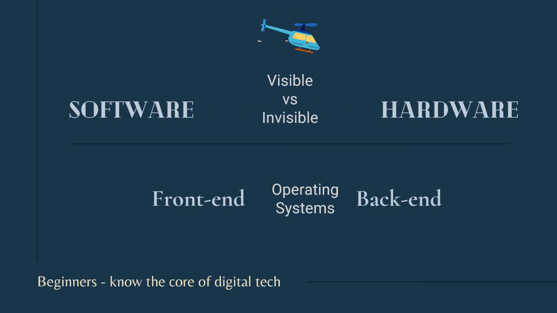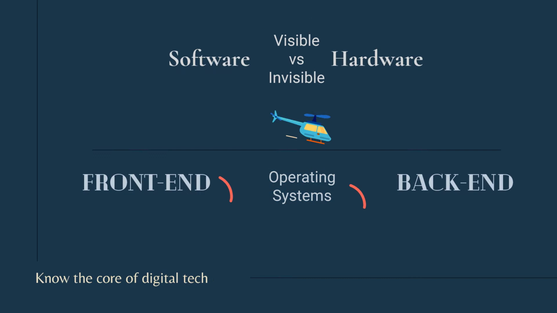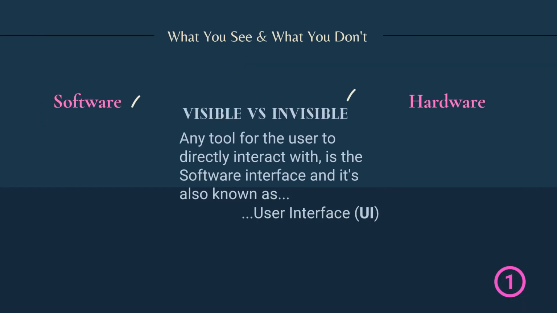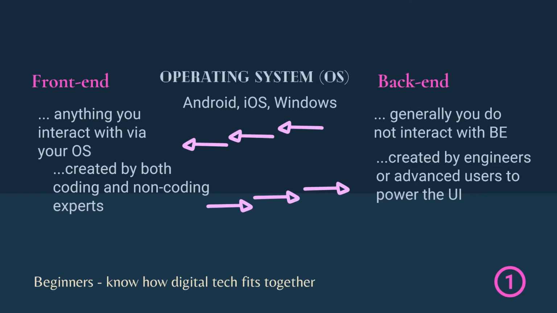The main thing is what you interact with directly as an end user. Anything we directly interact with as an end user is named the software interface or the user interface. When it comes to the front end and the back end, this is where we want to talk more about operating systems. When we're talking about operating systems, we are talking about anything you interact with directly as an end user through the OS and the front end.